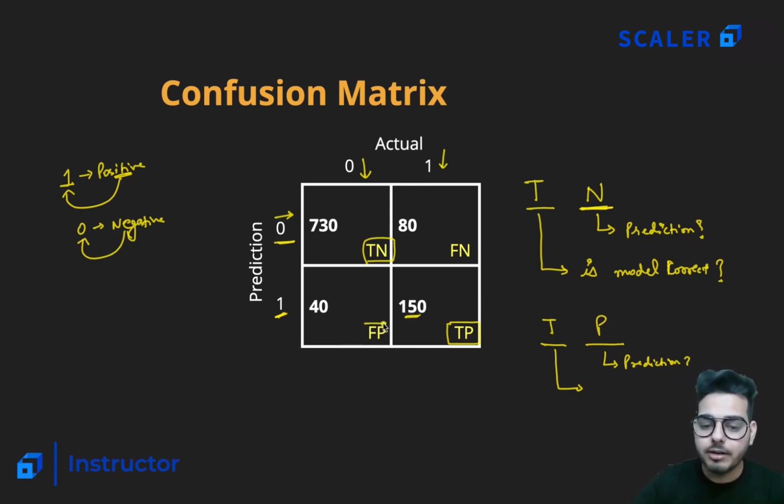Look at this FP, right? What is your model predicting? Model is predicting that these people are going to leave. That's why positive. Class 1, right? But is this model correct? No. In actual, they did not leave. These employees did not leave. And that's why it's false. We call it false positive.